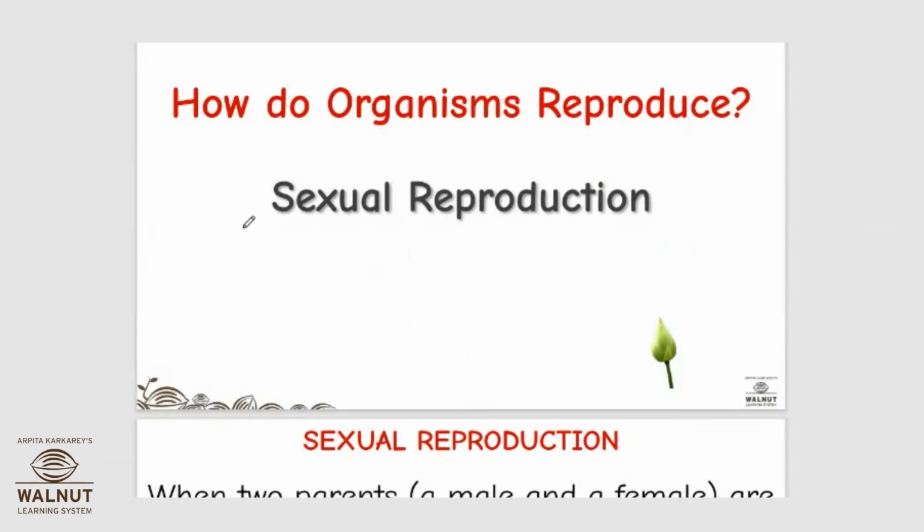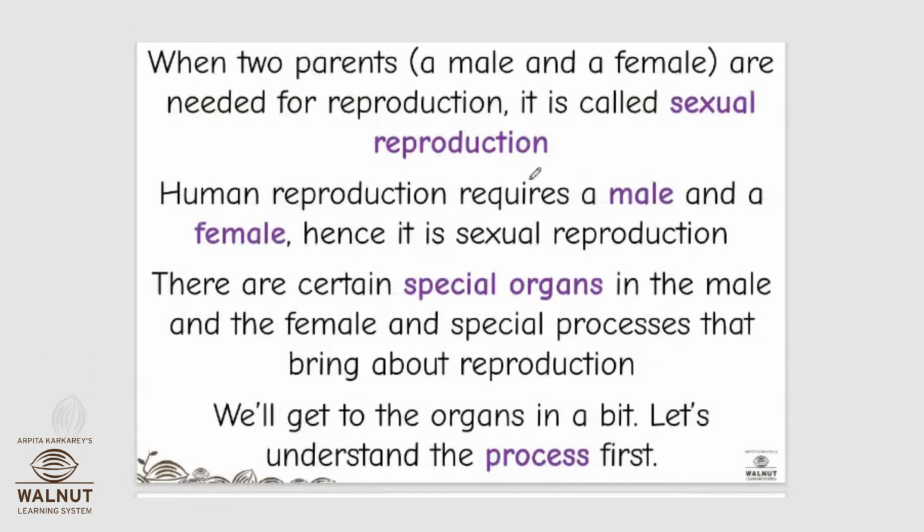Till now we saw asexual reproduction, in which only a single parent was involved. In sexual reproduction, two parents will be involved, a male and a female. So when two parents, that is a male and a female, are needed for reproduction, it is called sexual reproduction. Especially in the case of humans, it requires a male and a female, hence it is sexual reproduction. There are certain special organs in male and female and special processes that bring about reproduction. So we'll get to know about the organs and we'll understand the process.